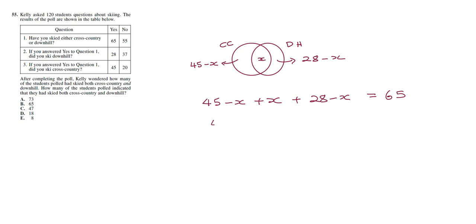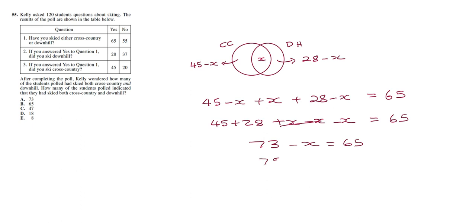We have 45 plus 28 plus x minus x minus x. So this crosses out. This is 65. So 73 minus x equals 65. And so we're going to say 73 minus 65 equals x. So 8 is x. So what we have here is that 8 students actually skied both downhill and cross country. We have option E.